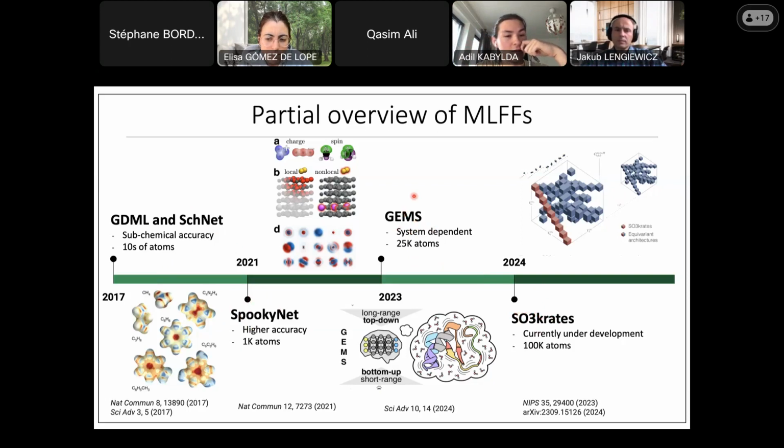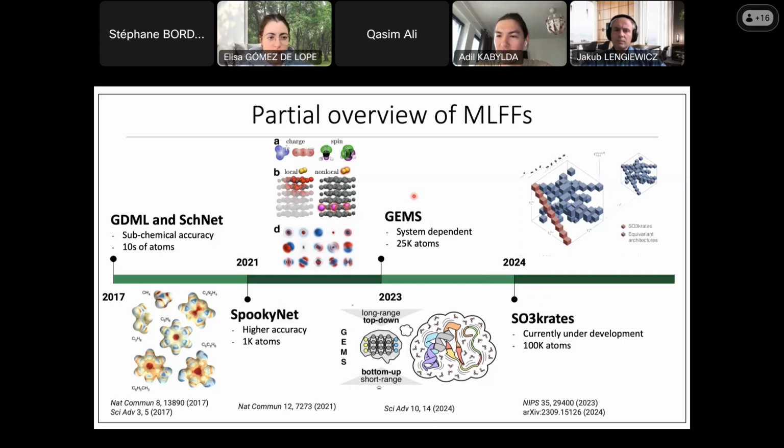In message passing neural networks, the symmetries are taken care of by means of equivariance. You model spherical harmonics and things like this, so you just introduce a little bit more physics, and that's basically it.